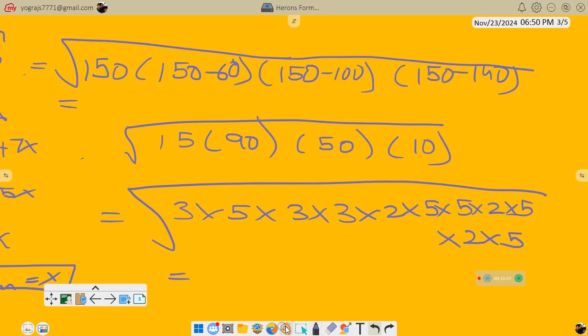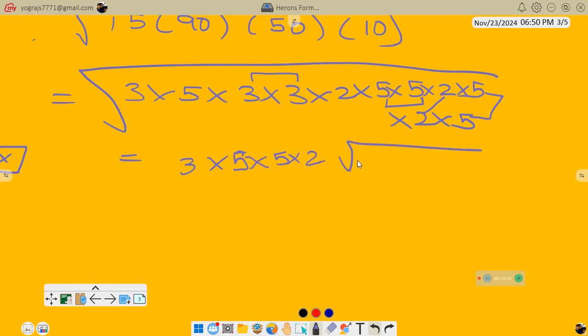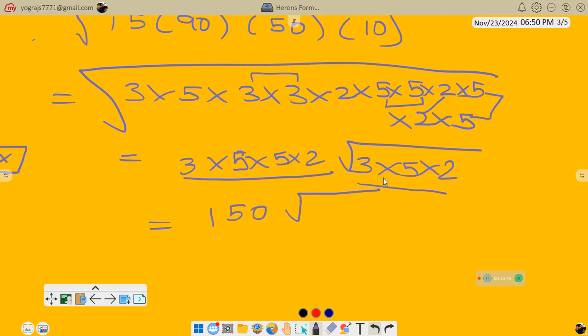Now let's form pairs so that we can take them out of the square root. Some values will be left, but let's see. This will be a pair, this will be a pair, this will be a pair, this will be a pair, and nothing else. Now 3 times 5 times 5 times 2. Under root there will be 3 times 5 times 2, which is 30. Multiplying these we get 150, and under root we get 30.